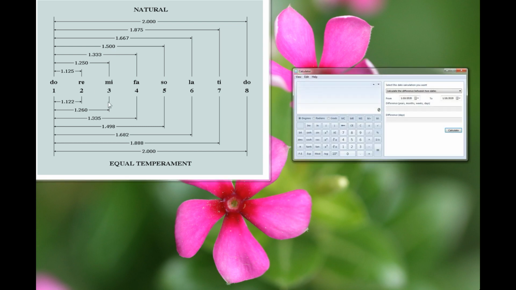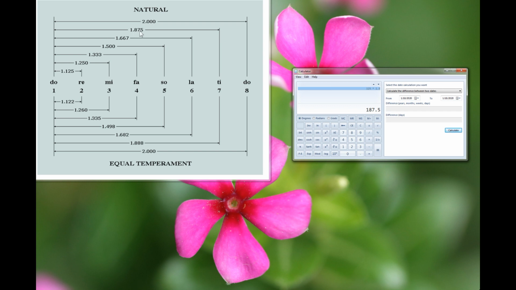So if we get a calculator, just as an example, and we use mi, which we'll say is 125 if our do is 100 vibrations per second, then the mi is going to be 125, and if we multiply that by 1.5, we get our 187.5, which we start here. So it's step 1, 2, 3, and 4 for our fifth tone.